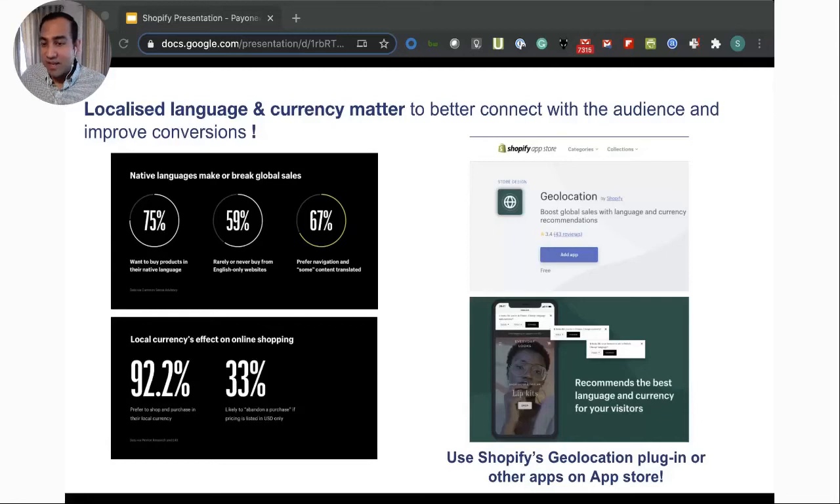You can obviously implement these features using Shopify's geolocation plugin, and we also have other apps in the App Store for multi-currency as well as language. So whether you're using a single store approach or a multi-store approach, it's really up to our merchants to decide the right way forward. But both of these factors are super important to be able to better connect with your audience and improve conversions.